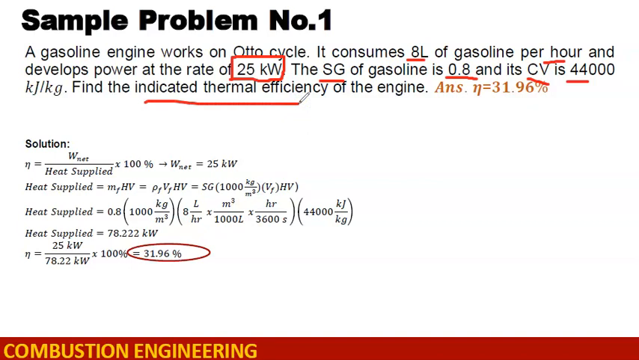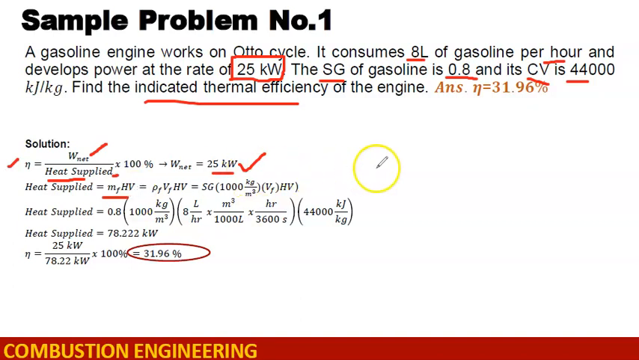One assumption for this problem is that the energy produced by the fuel is also our indicated power, such that our thermal efficiency is work net divided by heat supplied, or simply output divided by input. Our output, or the power developed, is 25 kilowatts, and that is given. For the heat supplied, that is equal to the heat coming from the fuel: mass of the fuel times the heating value.